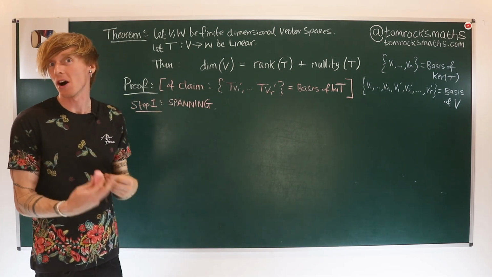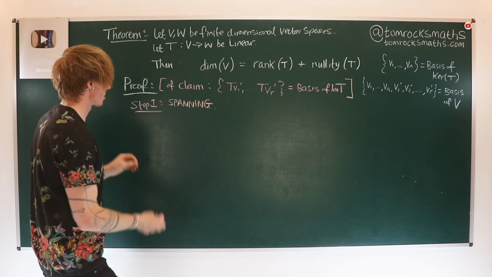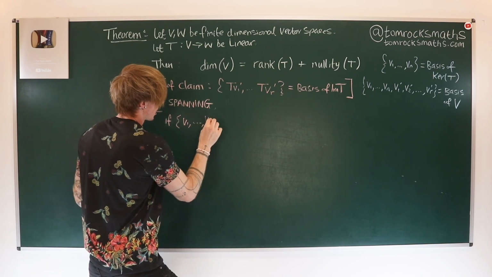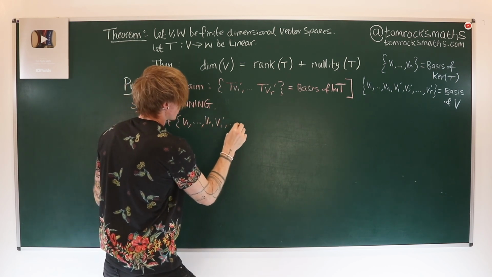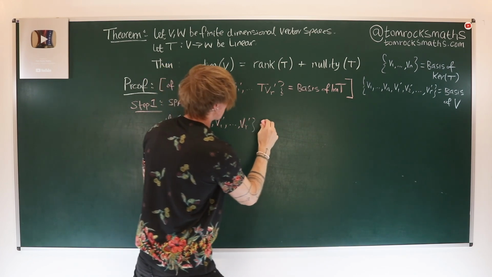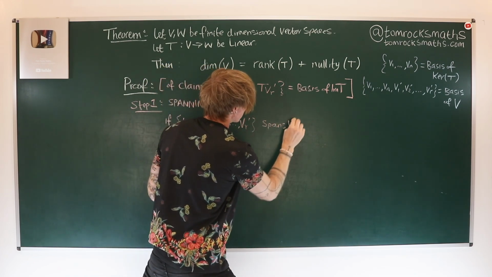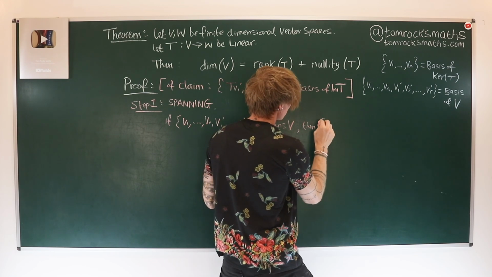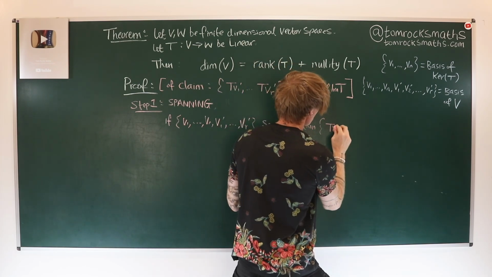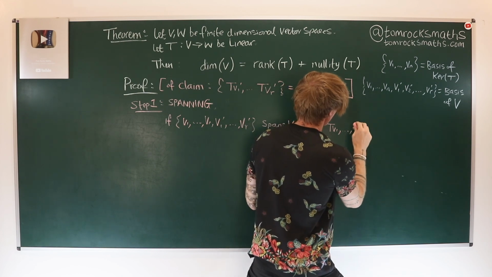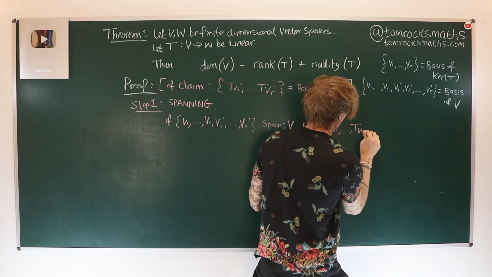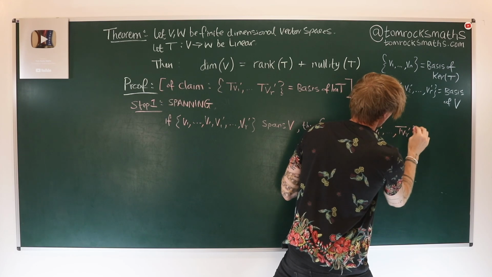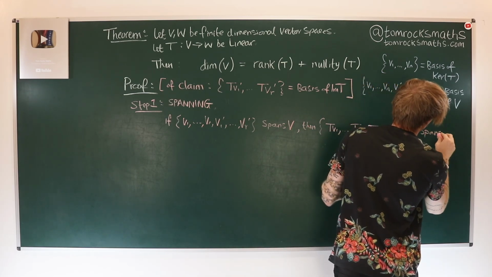A property that we have of a linear transformation is as follows. If v1 up to vn, v1 prime up to vr prime spans V, i.e. our starting space, then we can conclude that T applied to all of these individually will actually span the image. T of v1, up to T of vn, T of v1 prime, up to T of vr prime spans the image of T.